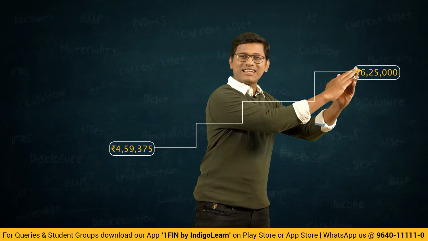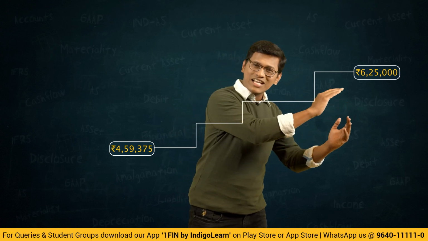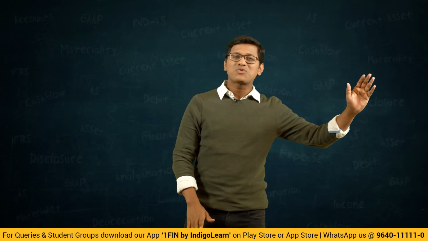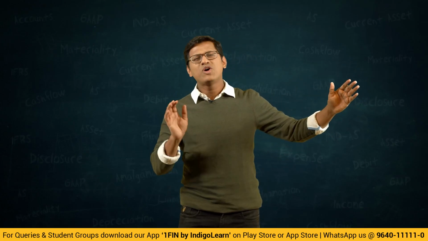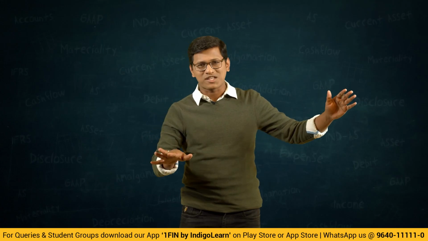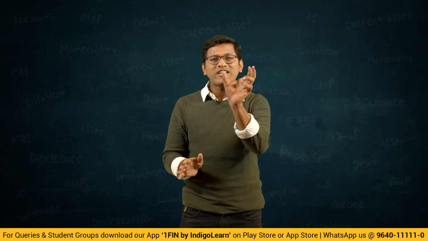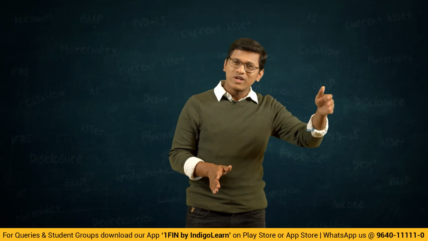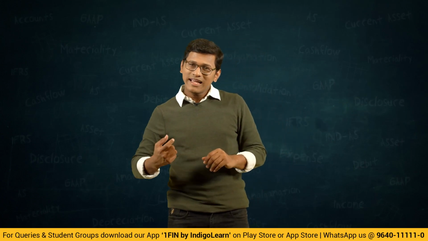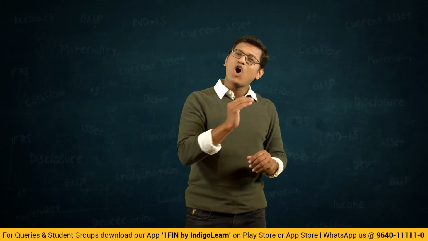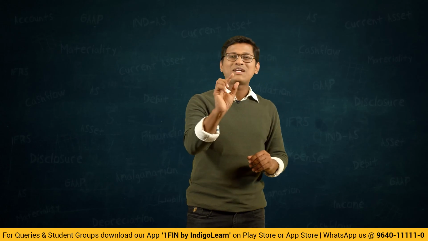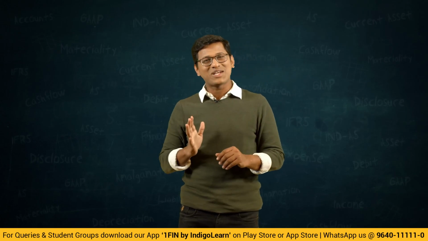6,25,000. So gradually it is increasing and reaching 6,25,000. Every year that increase whatever you see, that increase is what we call as interest cost. Simply put, 6,25,000 minus 4,59,000 approximately is the total interest cost which will go into each of these years. So gradually in each year, how much interest should be recognized? Let us make a table and understand that calculation.